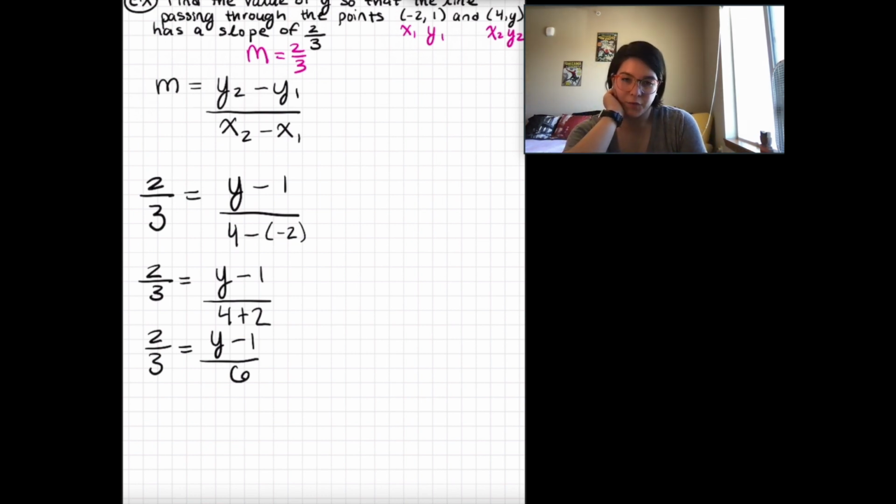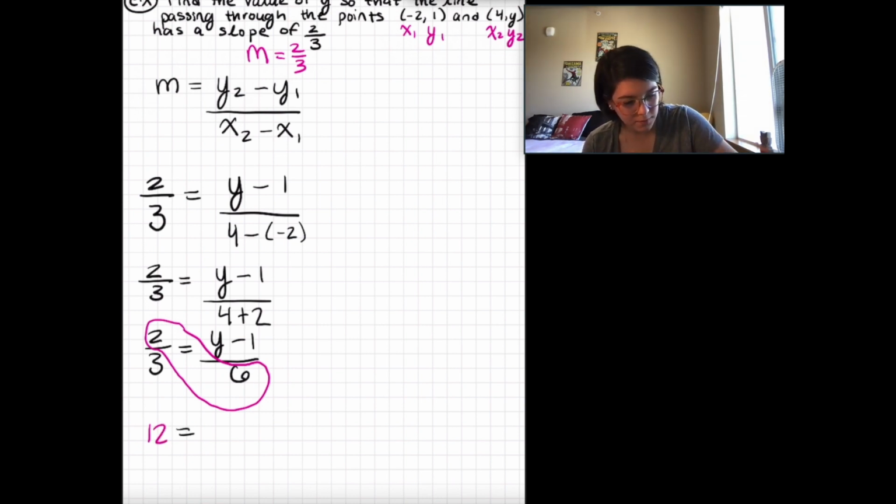Now we have to solve for y. Maybe that's looking a little daunting right now, but that's okay. We can do this. Remember, when we have two fractions on both sides of the equal sign, what we can do is cross multiply. So cross multiply is where we take our numerator on the left, so 2, and we multiply by the denominator on the right, so 6. So 2 times 6 is 12.